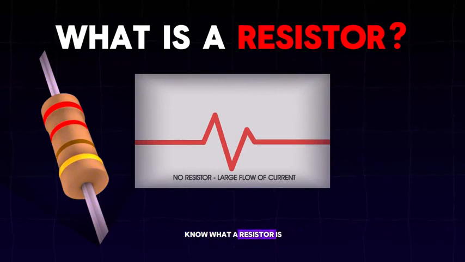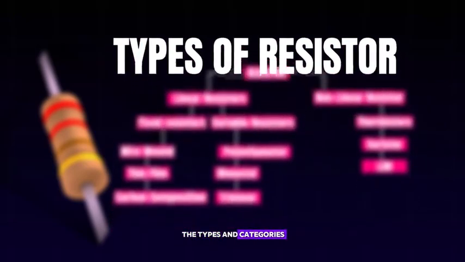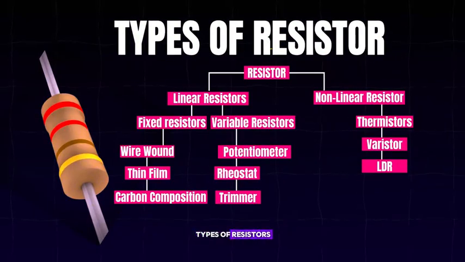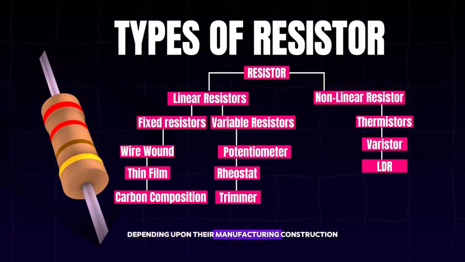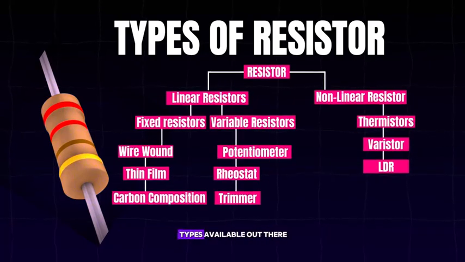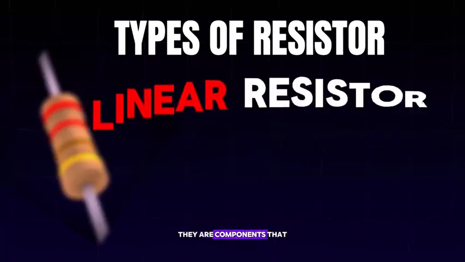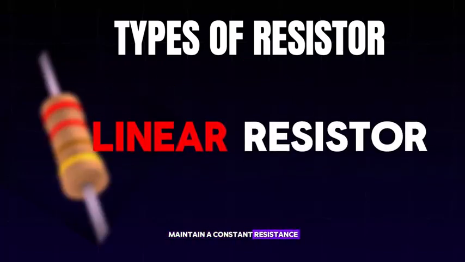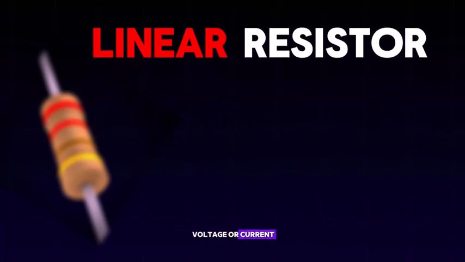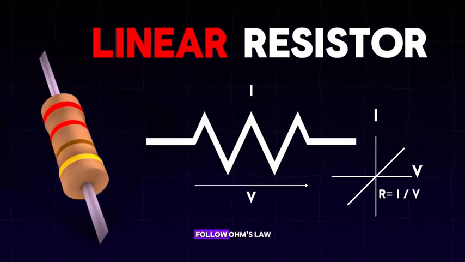So now that you know what a resistor is, let me now list the types and categories of resistors, although there are numerous types of resistors that are available and can be used in electronic circuits. But these different types of resistors have different properties depending upon their manufacture and construction. But with all those types available out there, there are two main classifications of resistors, which are linear and nonlinear resistors. But to make it easier, let's talk about each of them step by step. So let's talk about what linear resistors are. They are components that maintain a constant resistance value regardless of the voltage or current passing through them, which means that they follow Ohm's law.